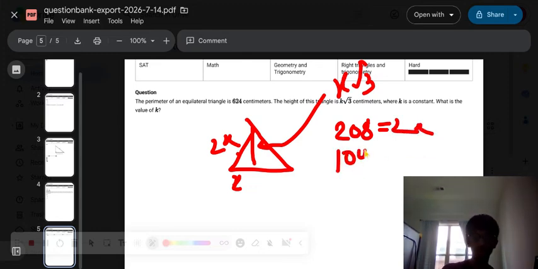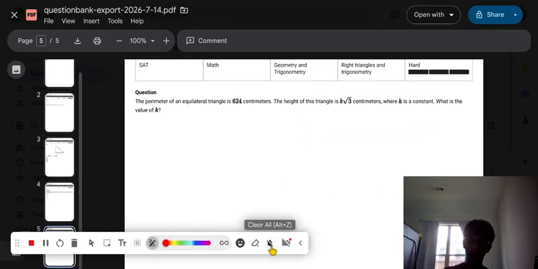And that's what we just needed to figure out. What is x, which is in this case k. And that is our answer, 104. And that is how we solve this problem.